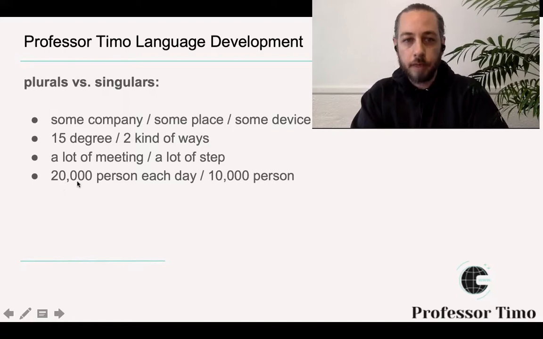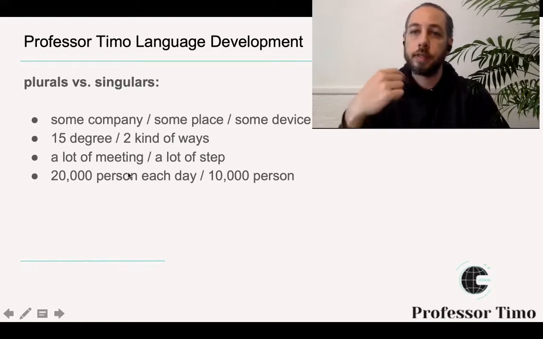Okay, and then finally here we have big numbers. 20,000, that noun should be plural. 20,000 people.